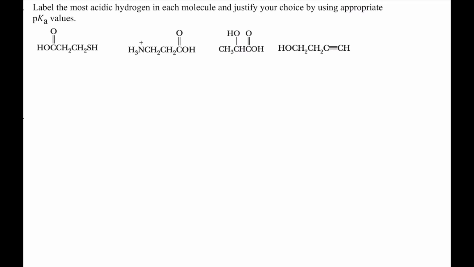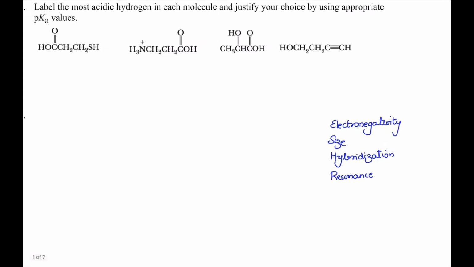The pKa value of the compound is going to be affected by electronegativity, and it's also affected by size, and hybridization of the atom where the hydrogen is connected to, resonance of the conjugate ion, and inductive electron withdrawal. So these are the different factors that are going to affect the pKa value of the compound.